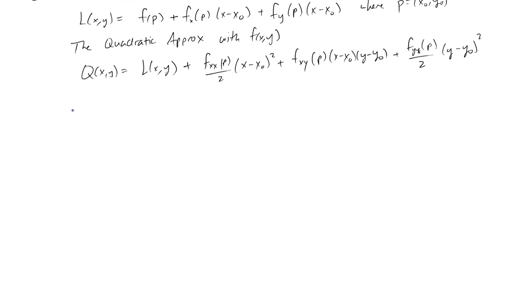All right, so let's do an example. So let's find q of xy at the point 0, 0. That's my p. Given this function, cosine of 2x plus y minus cosine of x plus 2y.